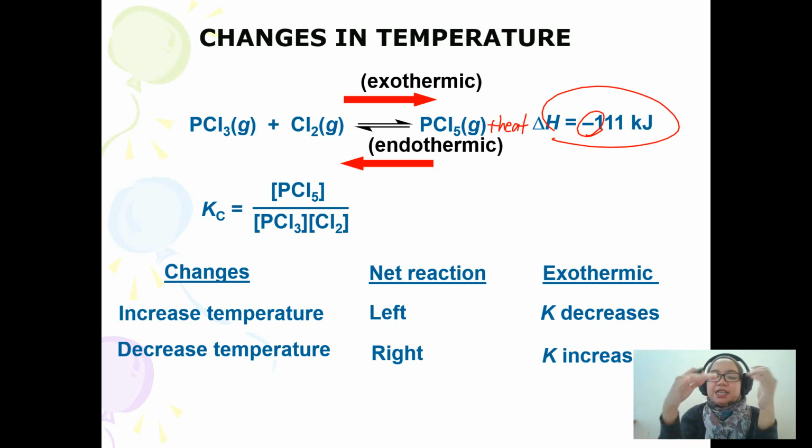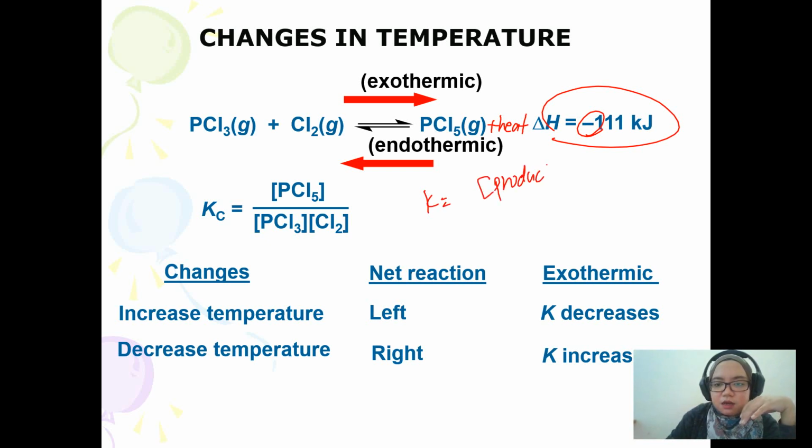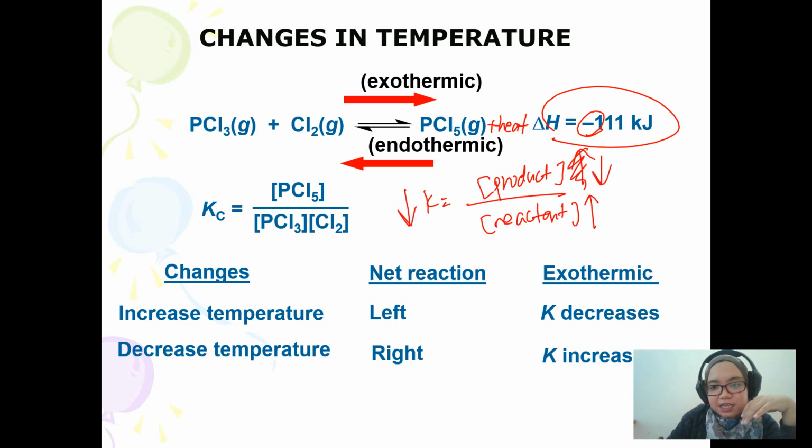So, bila reactant lagi banyak dari produk, kalau ikutkan, K is equals to product divided by reactant. So, bila reactant increase, K akan decrease. Product akan decrease, betul tak? Dia inversely proportional kan dengan reactant kan? So, kalau dia shift to the left, maksudnya reactant akan banyak lagi form. Value of K akan decreases.